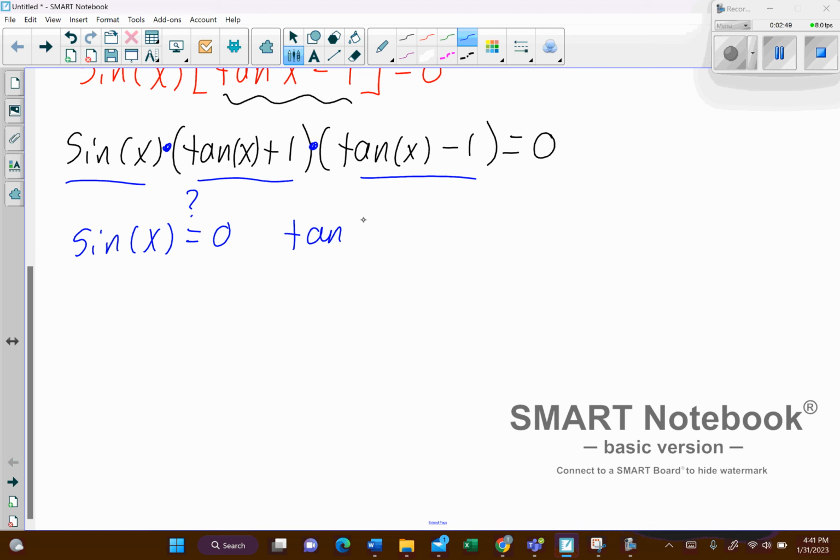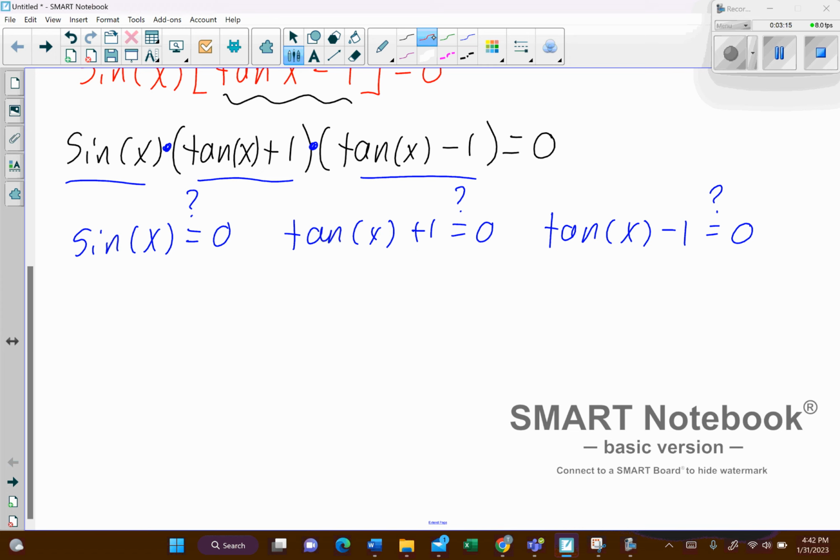Then we have tangent of x plus 1 equals 0, and then we have tangent of x minus 1 equals 0. So those are my three equations that I end up with, where I'm trying to figure out what makes each one equal 0, because, like I said, if any of them equals 0, 0 times anything would just eliminate everything that's there. Okay, so we'll start with sine.